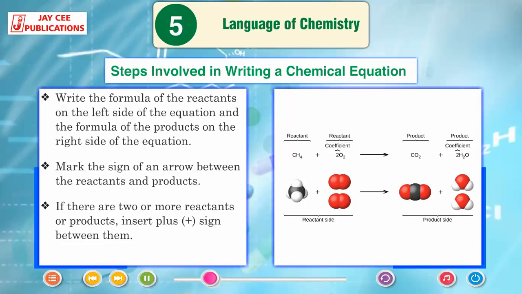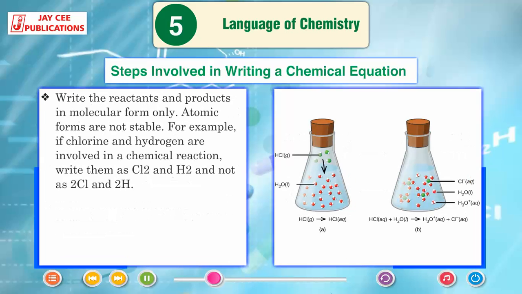Mark the sign of an arrow between the reactants and products. If there are two or more reactants or products, insert a plus sign between them. Write the reactants and products in molecular form only. Atomic forms are not stable.